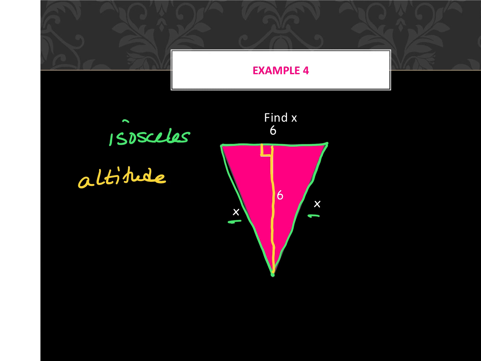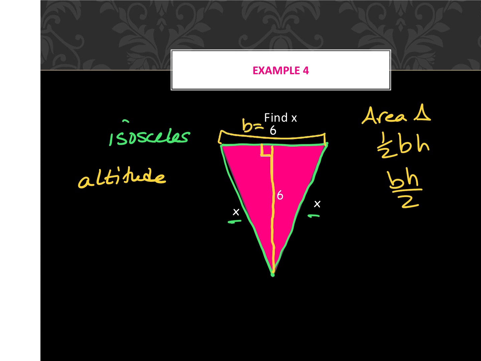Now, if this were a question on your homework tonight, this is where you would need to use the area formula. This one's not asking for area, but again, remember the formula for area of a triangle is 1/2 base times height, or base times height divided by 2. The 6 here is the base. The 6 here is my height. So if this were the question, it would be 6 times 6 divided by 2, 36 divided by 2, and it would be 18. However, it's only asking me to find x in this question.